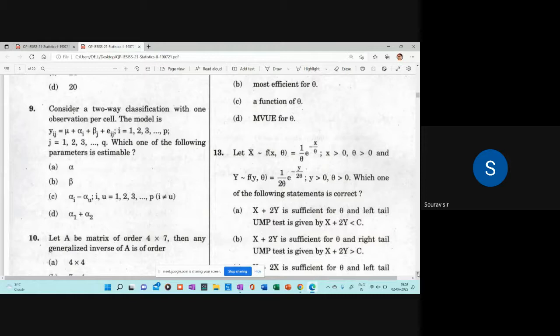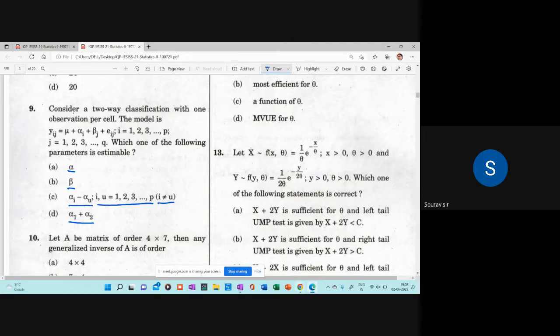It is referring to a two-way classified model. The usual notations are there, and they are asking which of the following parameters are estimable: alpha, beta, alpha i minus alpha u, where both i and u run from 1 to p but i not equal to u, that means not the same pair, obviously, otherwise it is going to be 0, and alpha 1 plus alpha 2. Which one is actually estimable? They wanted to know that particular thing.